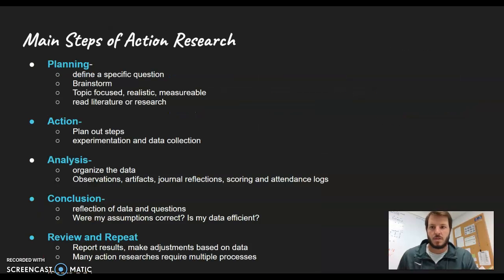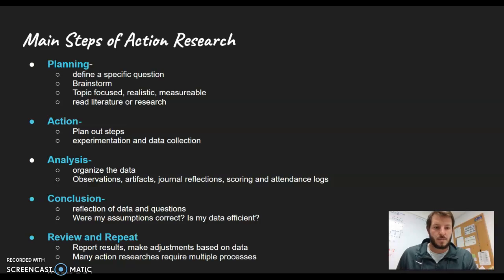The main steps of action research. The first step is planning. In this step, you're going to define a specific question or identify that certain thing that you think needs work or developed, and then brainstorm some ideas. You want to be sure that it's topic focused. You have it identified what it is you actually want to achieve out of it. It needs to be realistic and also measurable for a data purpose. During this step, you want to read literature, research as much as you can to gather those ideas.